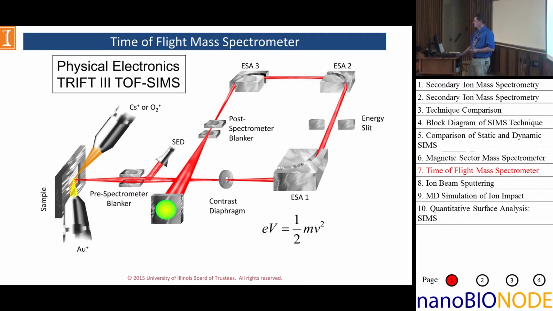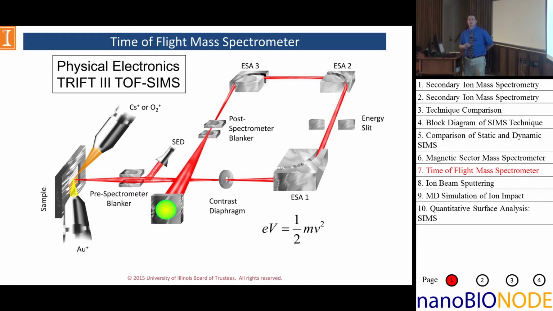With the time of flight SIMS, which is our other SIMS, it's a TRIFT 3 from Physical Electronics. Instead of using a continuous beam hitting our sample, we'll use a pulsed beam coming from the gold source. We also have cesium and oxygen beams for doing material removal, but for analysis we'll use the gold beam. And then the time of flight detector works slightly differently.